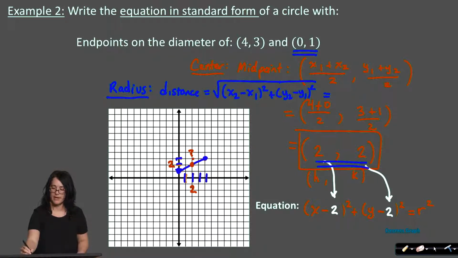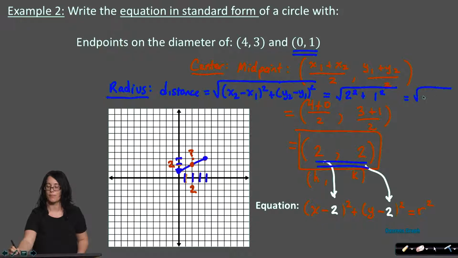So I ended up doing that and got, when you subtract your x values, 2 minus 0 gives you 2, and you square it. Then you do 2 minus 1, and you get 1, and you square it. 2 squared is 4, and 1 squared is 1.